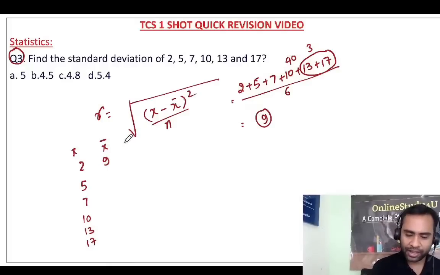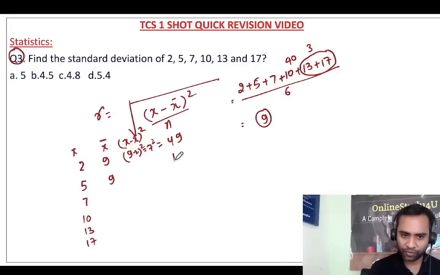Now we will calculate (x minus x bar) square. So 9 minus 2, that is 7, square is 49, right? Then 5 minus 9, 4 square is 16. 7 minus 9, 2 square is 4. Then 9 minus 10, 1 square is 1. Then 9 minus 13, 4 square is 16. It's only 6 data, right? And then 9 minus 17, that is 8 square is 64. Now add everything: 150.